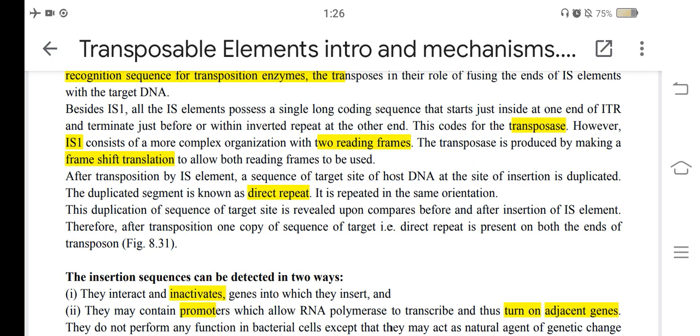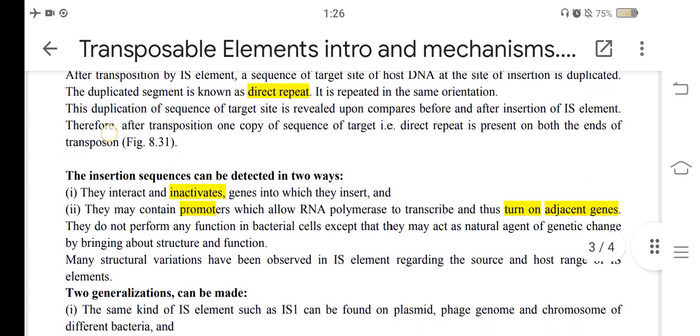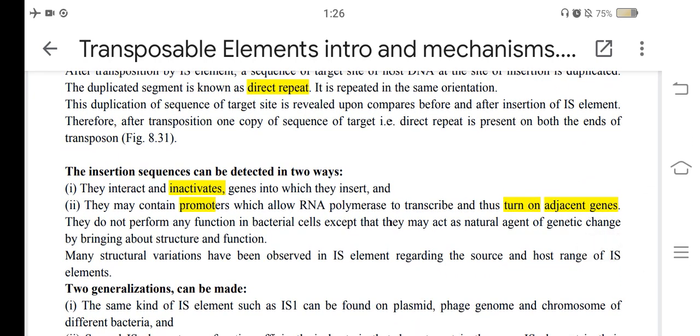After transposition by an IS element, a sequence of the target site of the host DNA at the site of insertion is duplicated. The duplicated segment is known as a direct repeat. It is repeated in the same orientation. This duplication of the target site sequence is revealed upon comparing before and after insertion of the IS element. Before and after comparison, one copy of the target direct repeat sequence is present at both ends of the transposon.